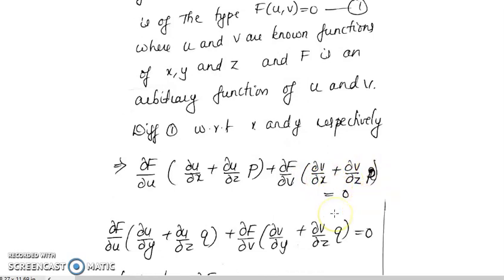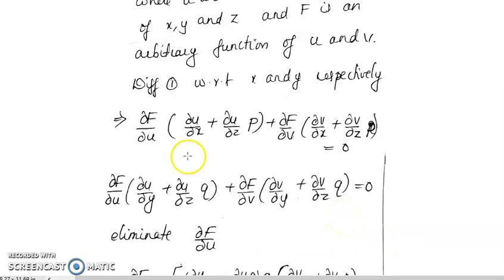p equal to 0. And similarly differentiating with respect to y, you will get dou f by dou u into dou u by dou y plus dou u by dou z into q, plus dou f by dou v into dou v by dou y plus dou v by dou z into q. So q denotes dou z by dou y, since we are taking the partial derivative with respect to y. So this is equal to 0.